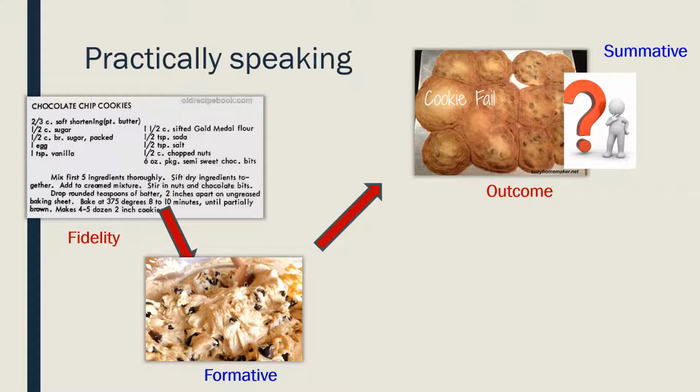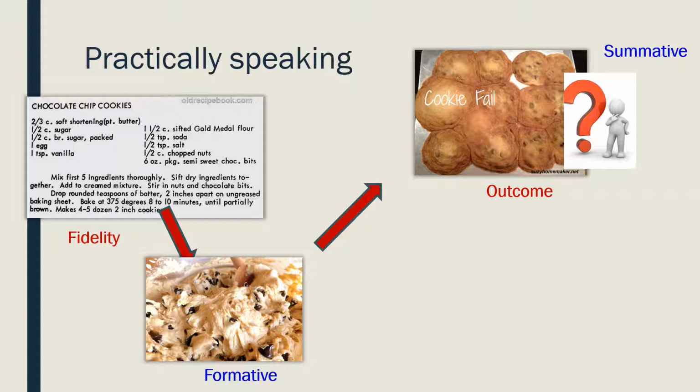If I did not collect that formative information along the way, describing my path, I can only look at the beginning and the end. And unless I realize that I left out the baking soda, I might be tempted to throw out the entire intervention, ditch the recipe, and start all over again with something else. How many times do we do that within education?